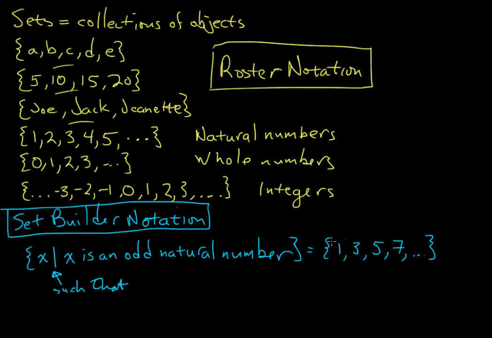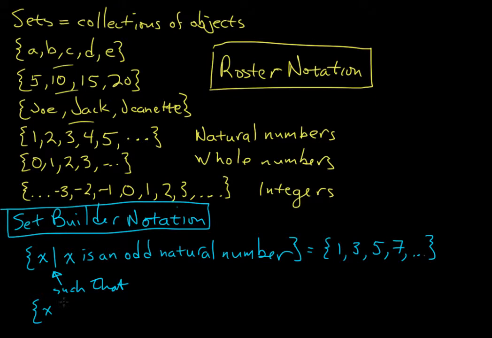And it's arguable that 1, 3, 5, 7, dot, dot, dot is easier to write than this big long x such that x is an odd natural number. But I want to give this simple example because sometimes it can get really complicated, and it's not really that easy to list the numbers.